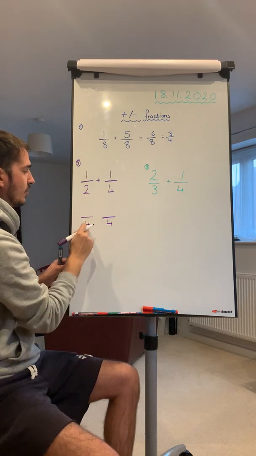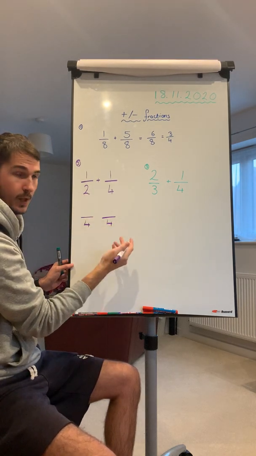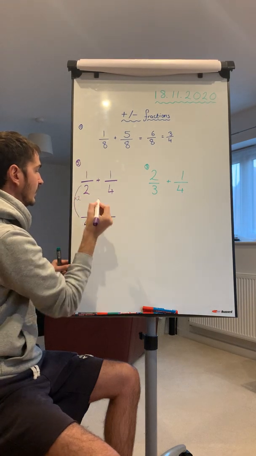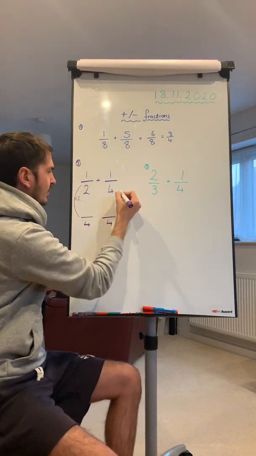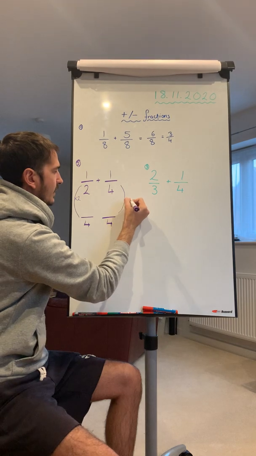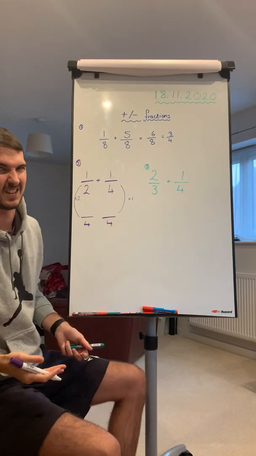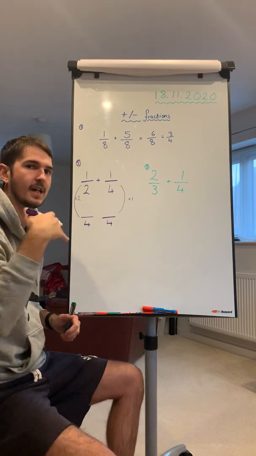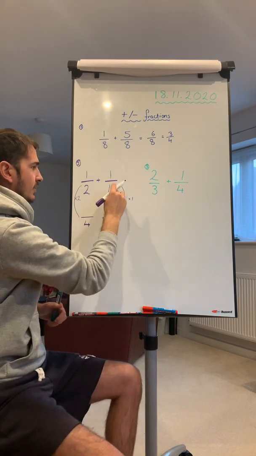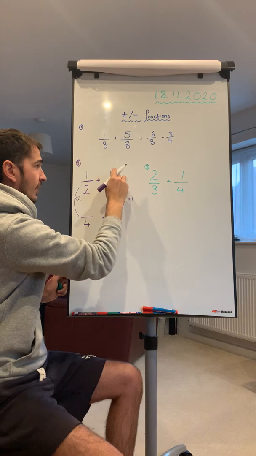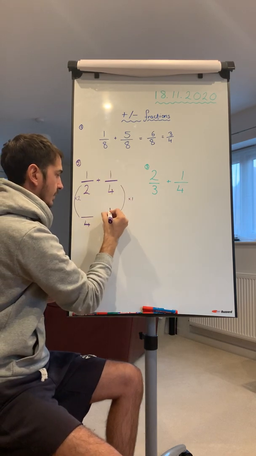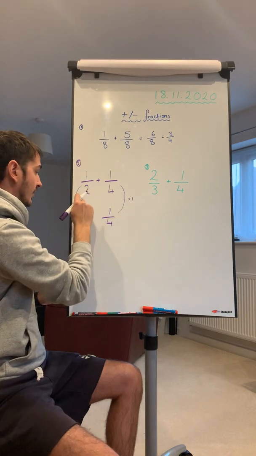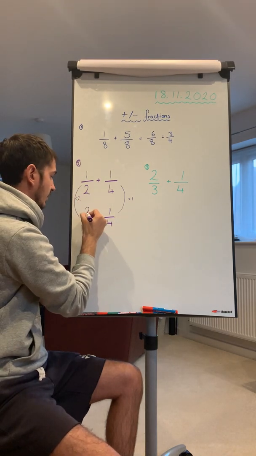okay? 2 goes into 4 twice, so I'm going to multiply this whole fraction by 2, okay? 4 goes into 4 once, so I'm going to multiply this fraction by 1. It's going to stay the same, isn't it? So whatever I do to the denominator, I have to do to the numerator. So 4 times 1 was 4, so 1 times 1 is 1. Okay, 2 times 2 was 4, so 1 times 2 was 2.